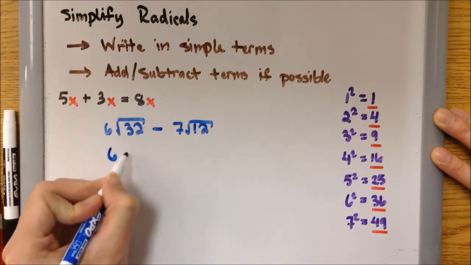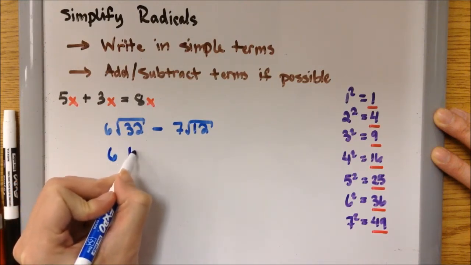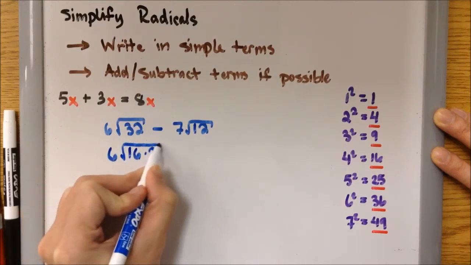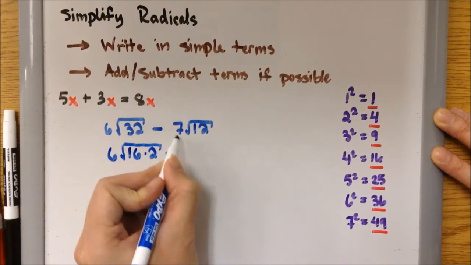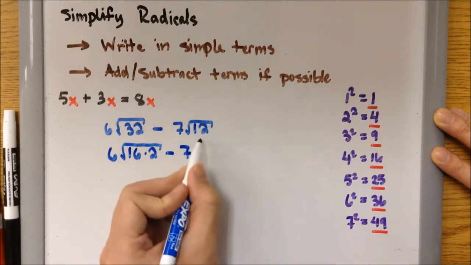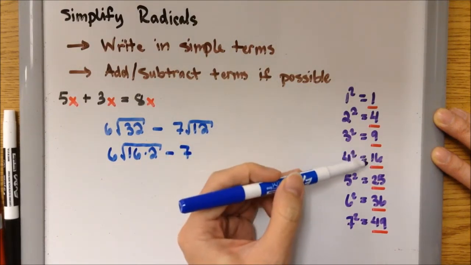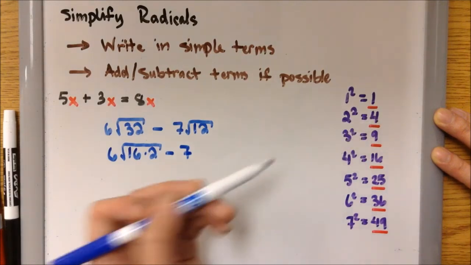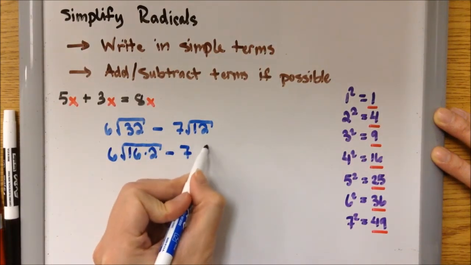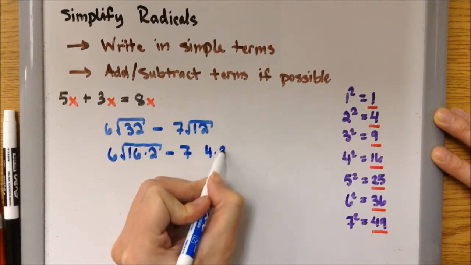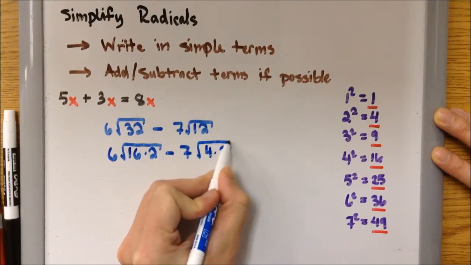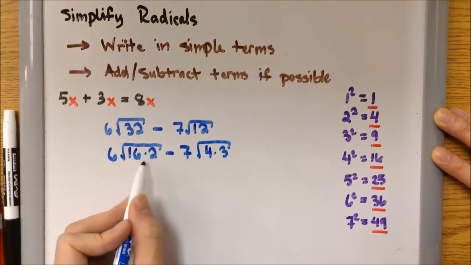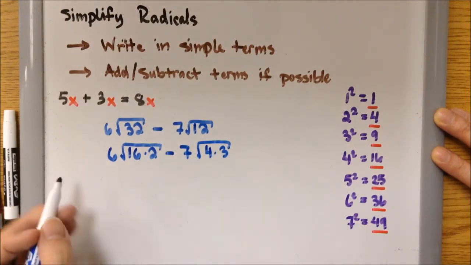So 6, then 16 times 2 inside the square root. Bring down the minus. Now the 7, I'm bringing down. For the 12, 16 is too high, I'm not going to use it. 9 doesn't go into it, but 4 does. So I'm going to use 4. So 4 times 3 inside the square root. Next, I'm going to break into two radicals, two square roots.